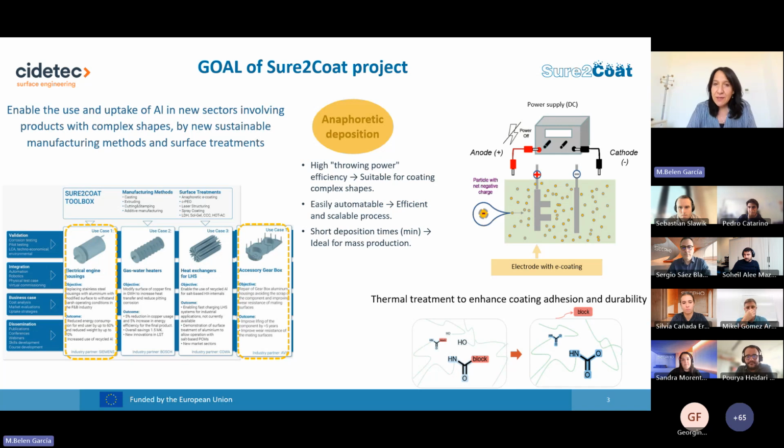So very briefly, anaphoretic deposition implies the electrophoretic deposition of negatively charged particles into the surface of the part that needs to be coated, which is the anode, by applying an anodic current. So after this electrophoretic deposition process, we need a thermal treatment to enhance the coating adhesion and durability. Because this thermal treatment promotes the cross-linking of the polymer.